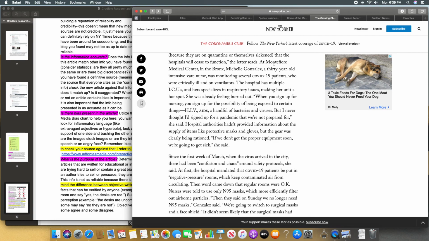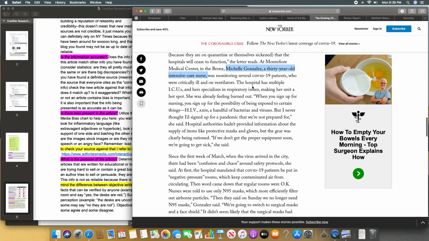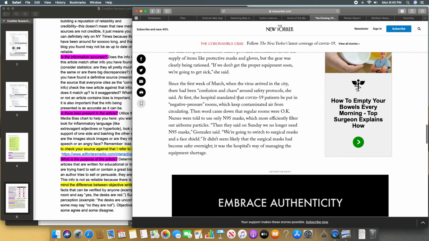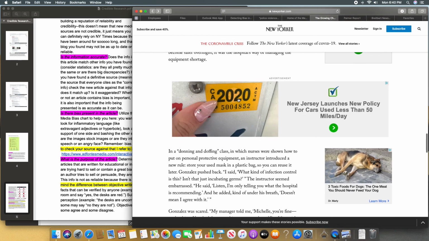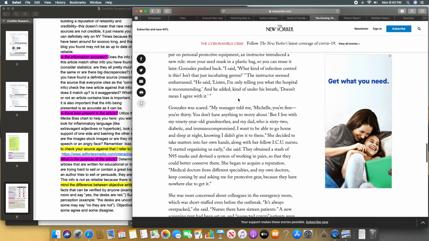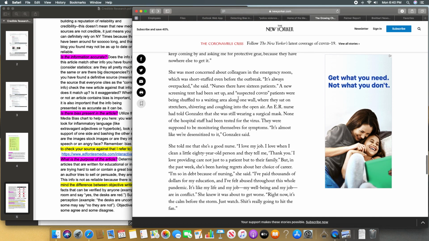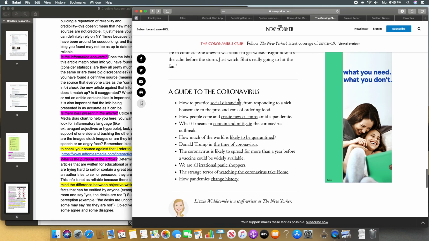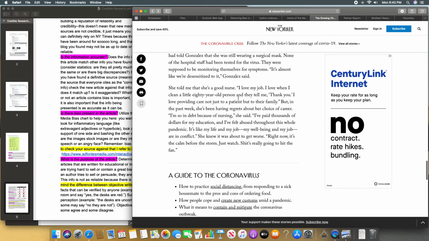Oh, here's a good example at Montefiore Medical Center in the Bronx. Michelle Gonzalez, a 30-year-old intensive care nurse. So this tells us that she was speaking to credible people. This is what this nurse does on a daily basis. She's an ICU nurse. And so she's reaching out to the source. That's good. I don't see any references to other articles, though, that would help a reader to get more information.